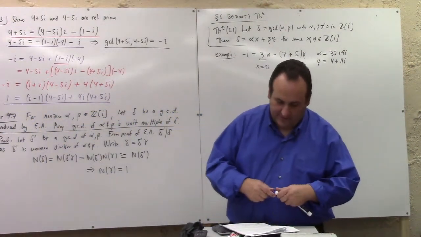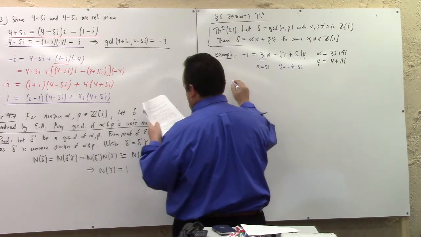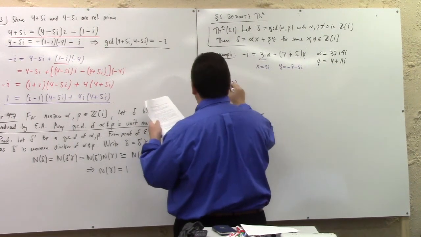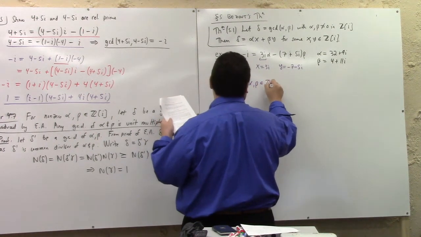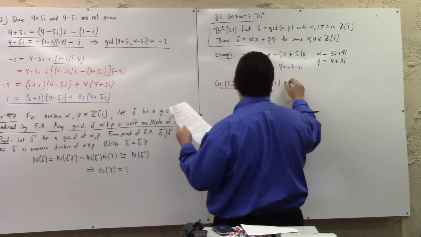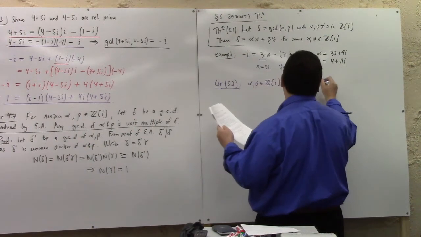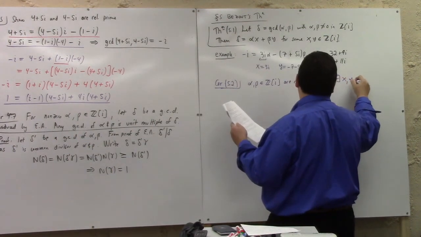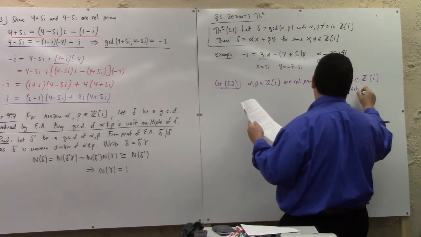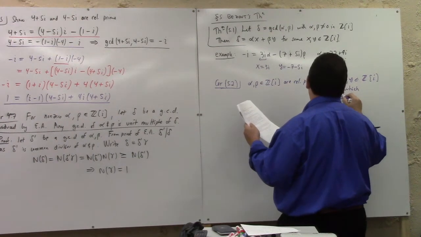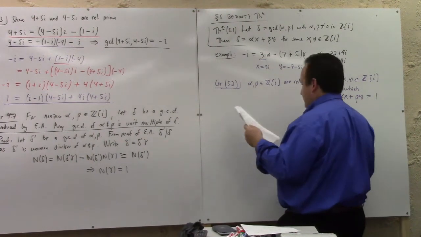All right, and a corollary to this, 5.2, says that alpha, beta in Z[i] are relatively prime if and only if there exist x and y in Z[i] for which alpha x plus beta y equals 1, right?